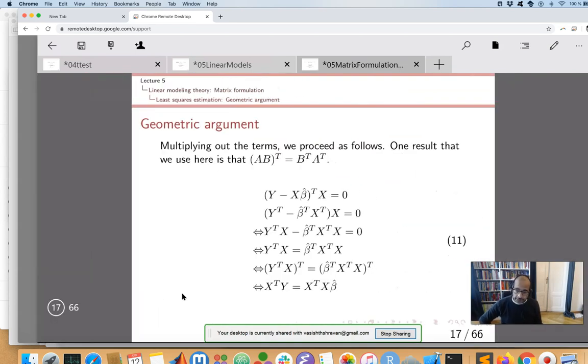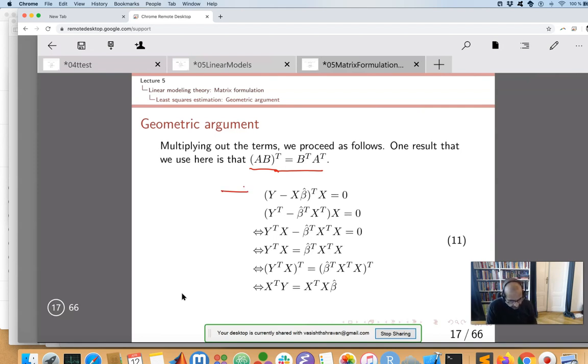Now get ready for something really exciting. One result that I'm about to use is that when I have two matrices A and B, and I multiply those two matrices and have a transpose over the entire product, the result is that you reverse the order of the two matrices and transpose each of them. This is just a basic result in matrix algebra: AB transposed is the same thing as B transposed A transposed. We're going to use this result, that's why I mentioned it.